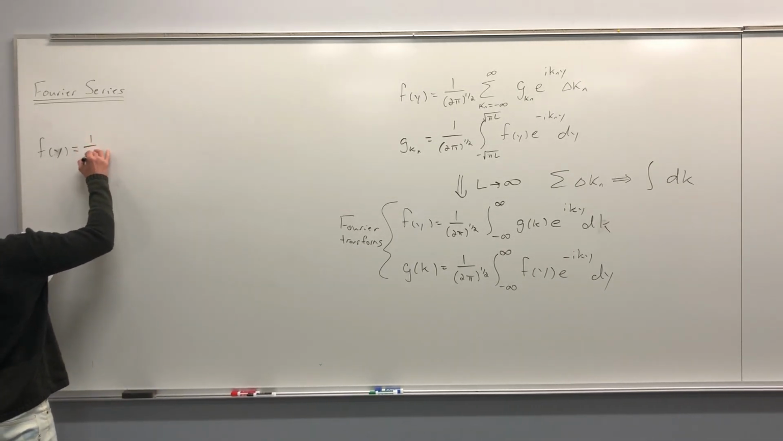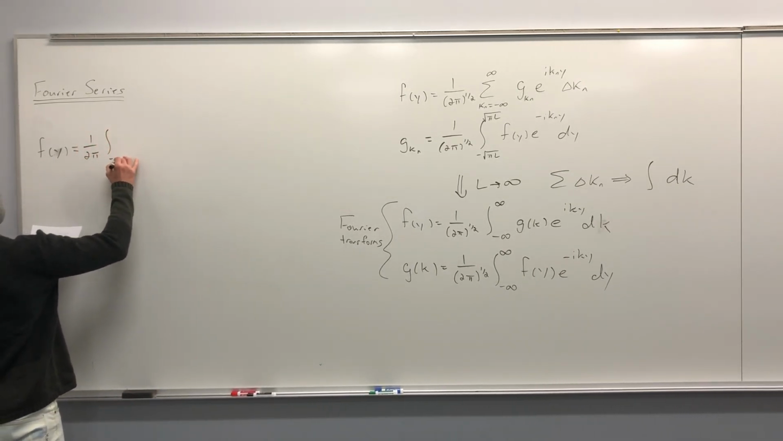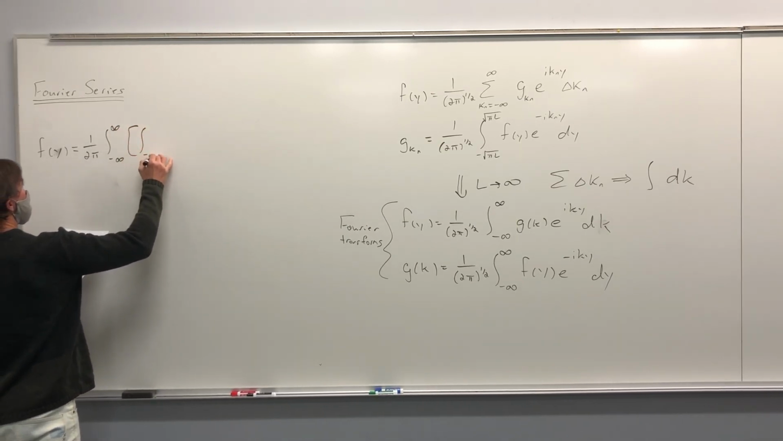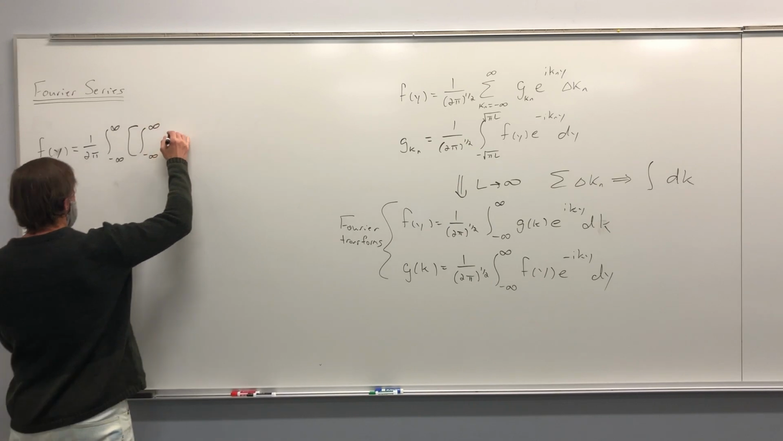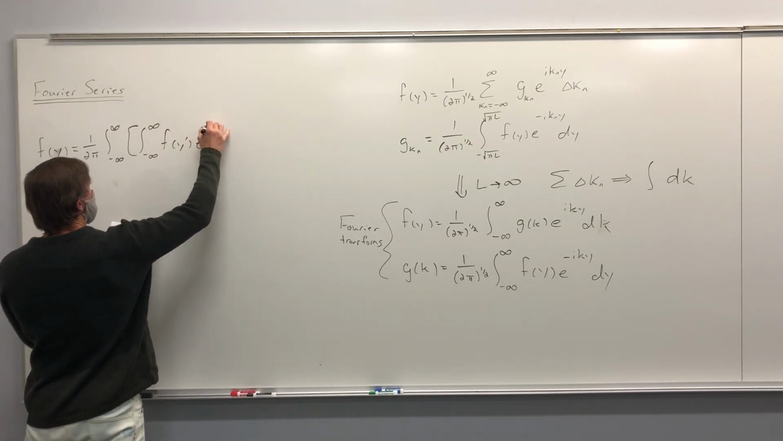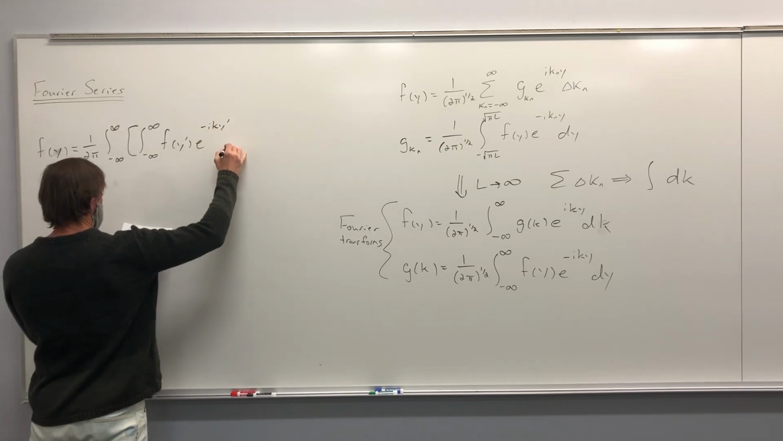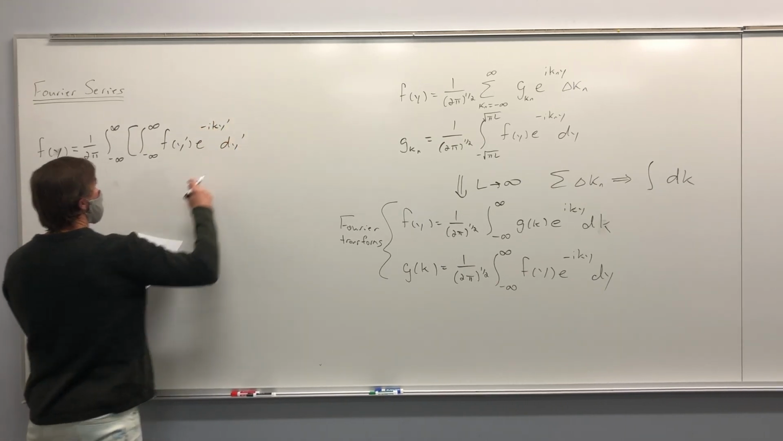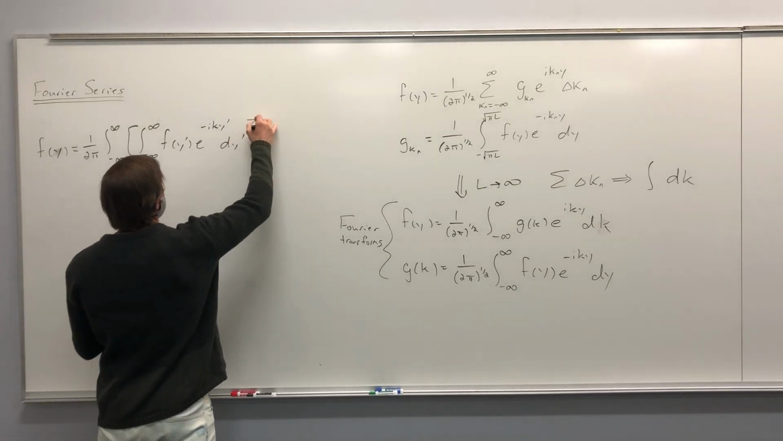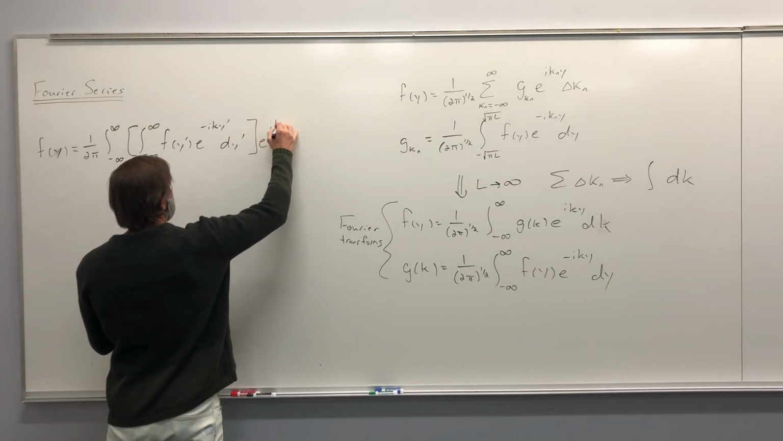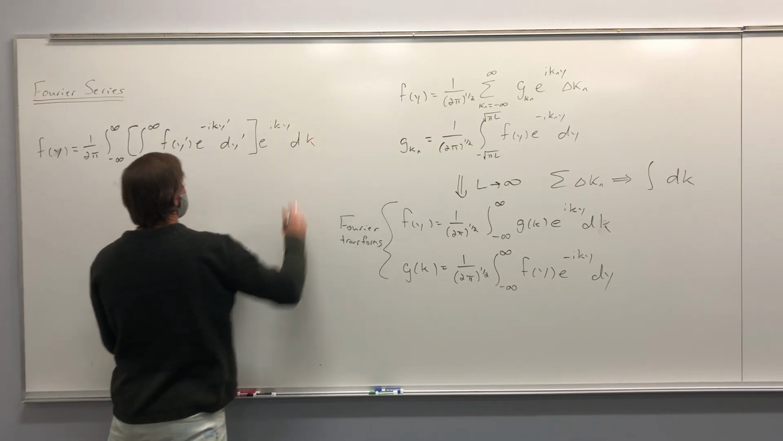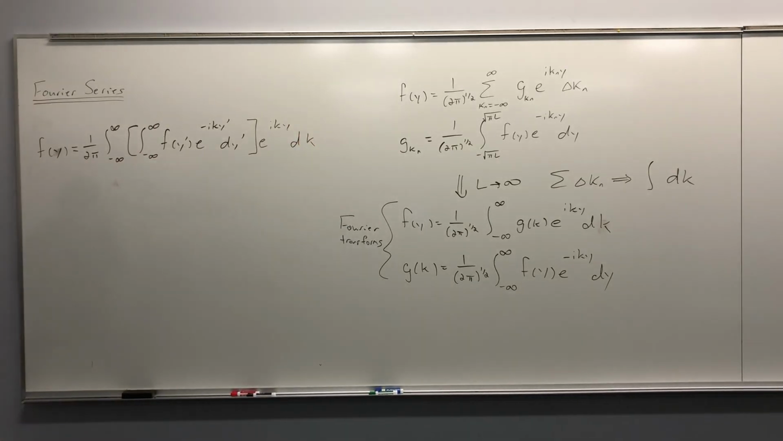So we're going to get 1 over 2 pi, the integral from minus infinity to infinity of the quantity, which is the integral from minus infinity to infinity of f of y prime, e to the minus i k y prime, dy prime. I don't want to use y again because I don't want to get my y's confused. Then e to the i k y dk. Okay?